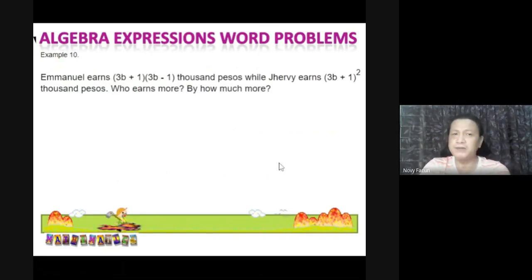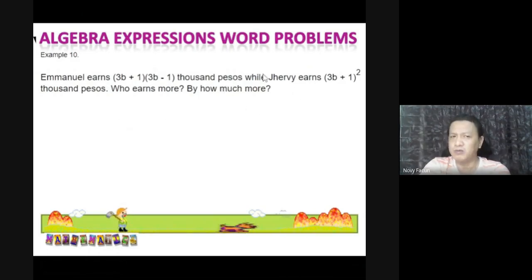Okay, next, number 10 problem. Emmanuel earns 3b plus 1 times 3b minus 1,000 pesos, while Jervy naman earns 3b plus 1 squared, 1,000 pesos. Who earns more?